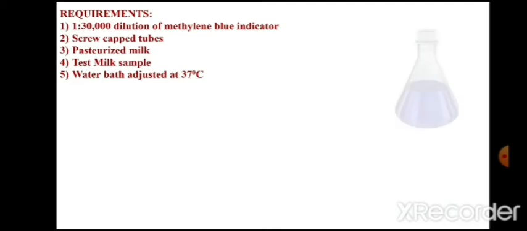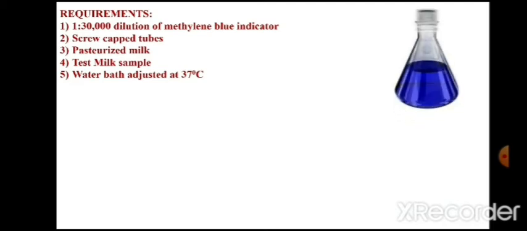First one is of course sterile methylene blue. Methylene blue solution is prepared in a sterile flask. You see, methylene blue itself has antibacterial properties, so it is diluted 1 to 30,000 times. Methylene blue indicator is prepared as an aqueous solution, that means it is prepared in water.